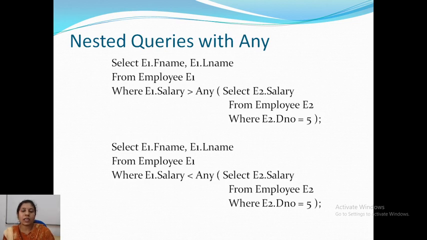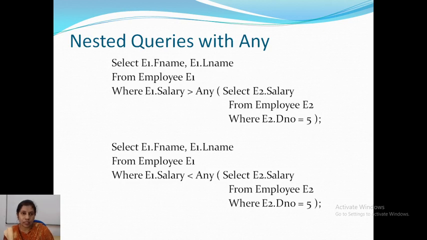But here, if I use any, it will check: okay, if it is greater than 20,000, that employee's information you need to get. And if it is greater than 30,000, then okay. Or if it is greater than 50,000, then also fine. So it will check if it is greater than any of these values. Then for such employees, you fetch the first name and last name.